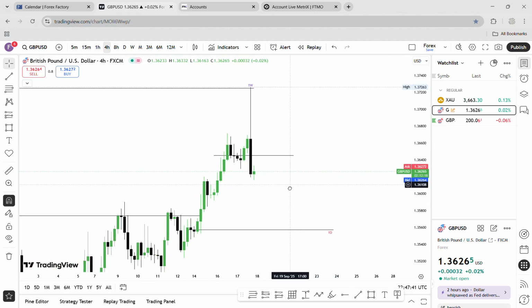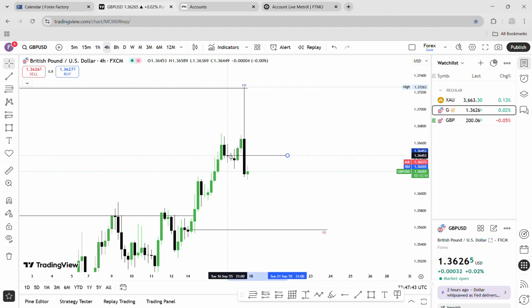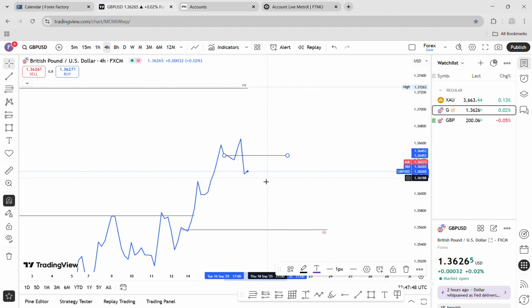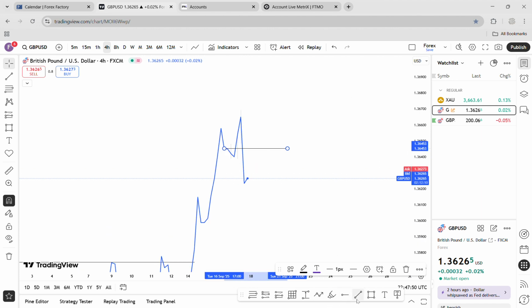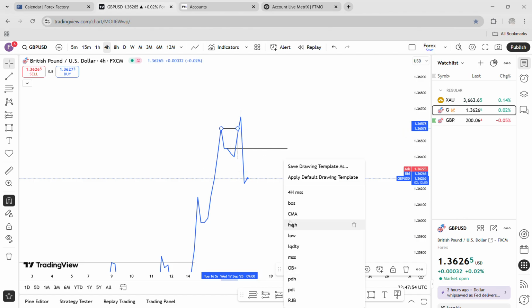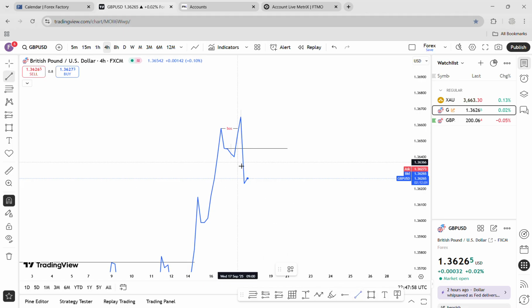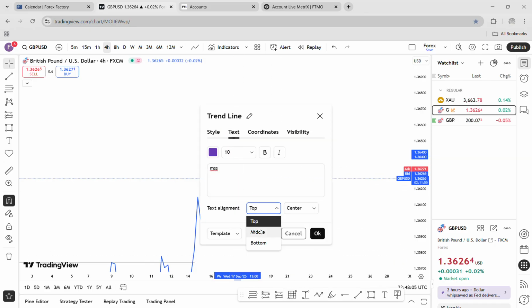You always want to see a market structure shift from the 4-hour time frame, right? So now, looking at the 4-hour time frame, what can you see? You can see a break of structure, right? To the upside. And what is this? Correct. This is how you follow price.